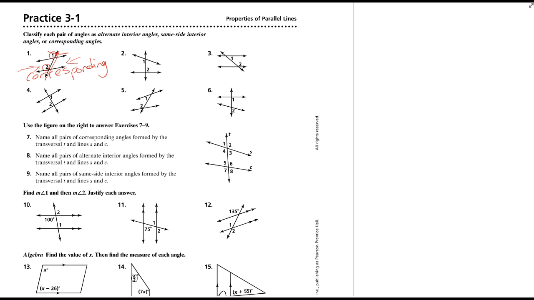Number 2, we're looking at a transversal and 2 coplanar lines, and the angles that we care about are angle 1 and angle 2. So, are they on opposite sides of the transversal? Yes, they are. So that can't be same side interior, and corresponding is out because corresponding angles must be on the same side of that transversal. So, since they only gave us 3 choices, we've weeded out 2, leaving us with alternate interior for number 2.